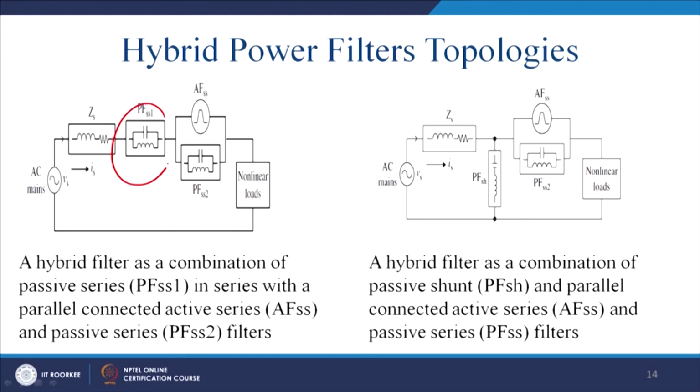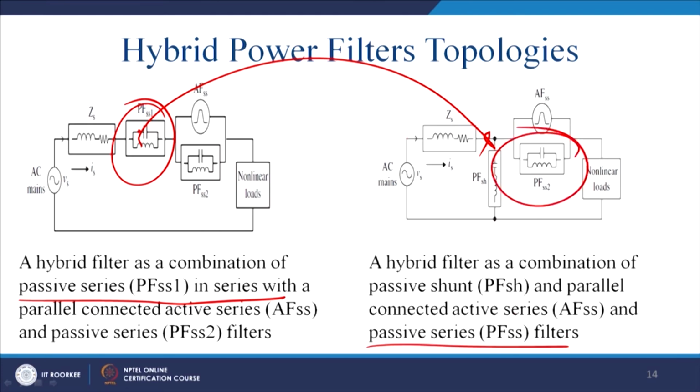Now, let us see the combinations that we have already discussed a little bit. First we have a series compensation for the particular filter, then we have a series active filter connected parallel to another passive series filter. This is called a hybrid filter, a combination of the passive series filter in series with a parallel-connected active series. If I tell you these things you will be confused; by understanding the topology you will understand better. Ultimately, once you put this entity here, this becomes the hybrid filter as a combination of the passive shunt, this one, and the parallel-connected active series and this shunt combination with the nonlinear load.